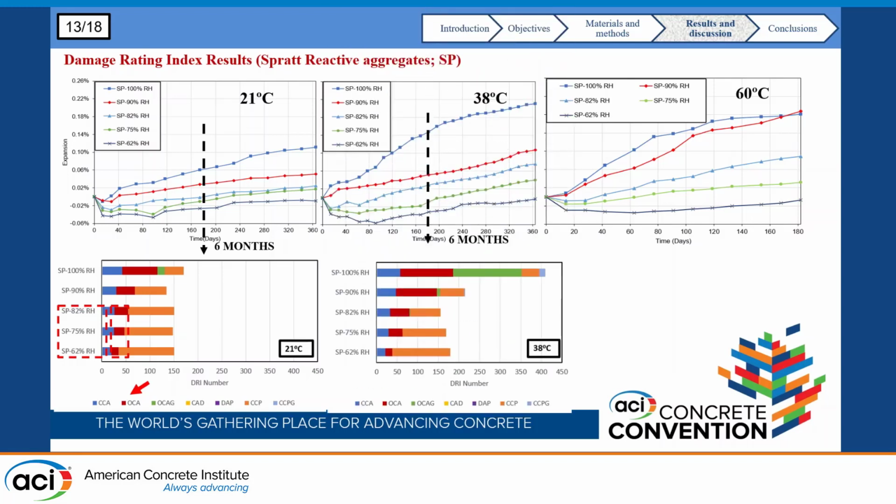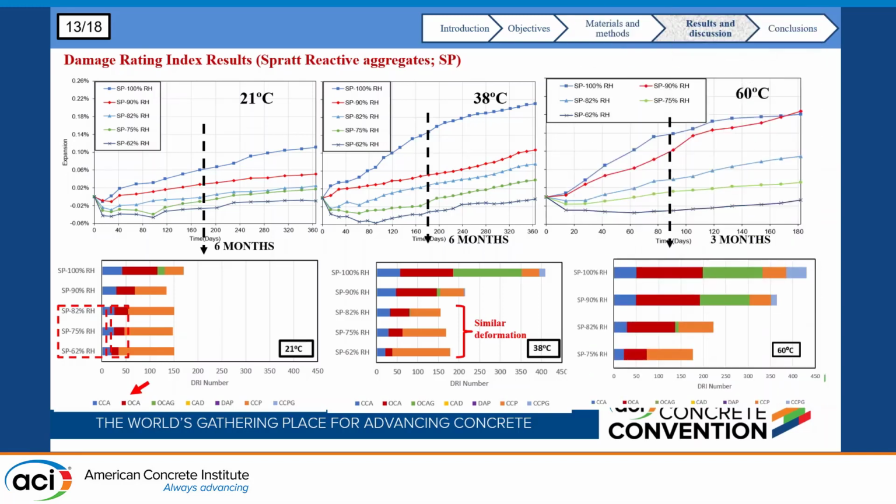Now, comparing these results for those stored at 38 degrees Celsius, a similar trend was observed at high moisture conditions as some ASR features were experienced over time. However, for samples stored at 62, 75, and 82%, they were quite close, which represents the similar deformation that was obtained in the expansion result, that is shrinkage versus expansion, which is about 0.2% and negative 0.2%. Now, at 60 degrees Celsius, the ASR-induced features were more pronounced as the relative humidity condition increases.